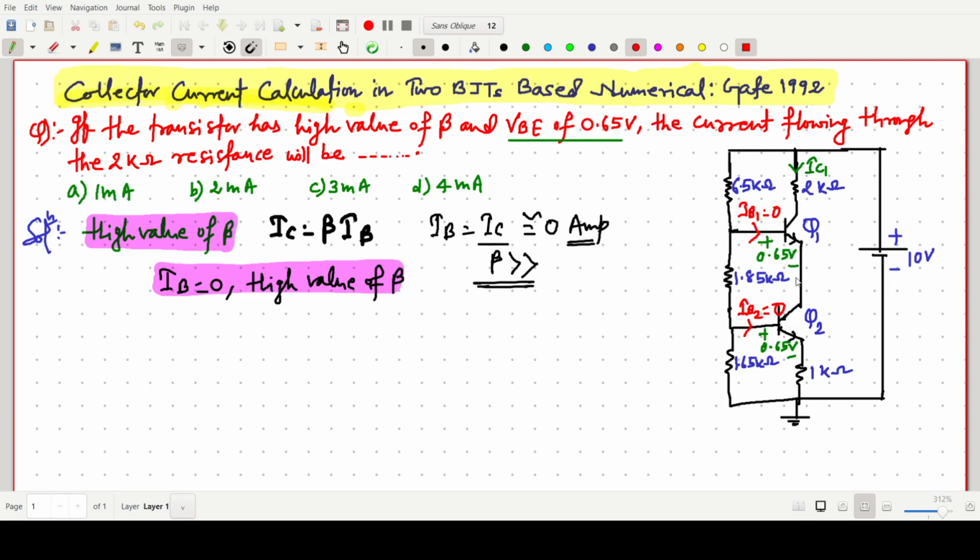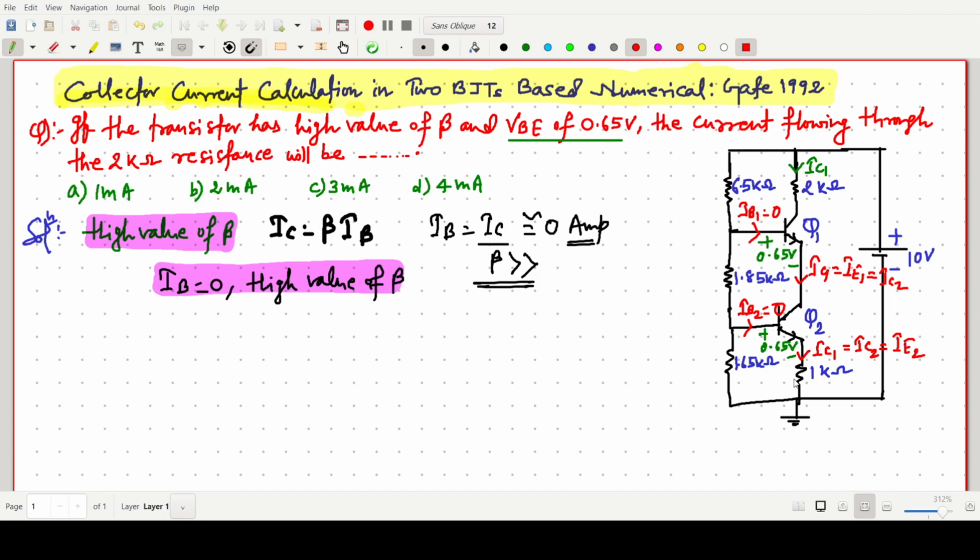So the emitter current, this one is also IC1, and this one is also IC2. We can write this one as IC1, and this one is equal to IC2, and we can write it as IE2. So this current will be the same.